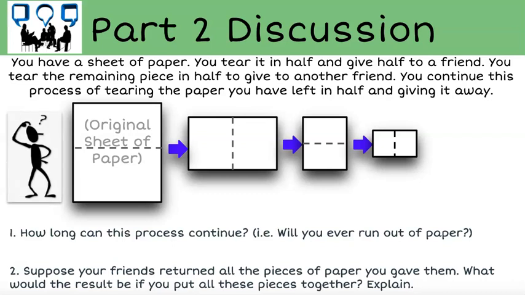Well, you can theoretically continue to tear the piece of paper in half, smaller and smaller, forever. Practically, the pieces of paper will get tinier and more difficult to tear, but there is no smallest piece where the process stops. Now question 2. What if your friends returned all the pieces back to you? What do you get? Well, you would get back the entire sheet of paper. It just might be a difficult puzzle to put back together.